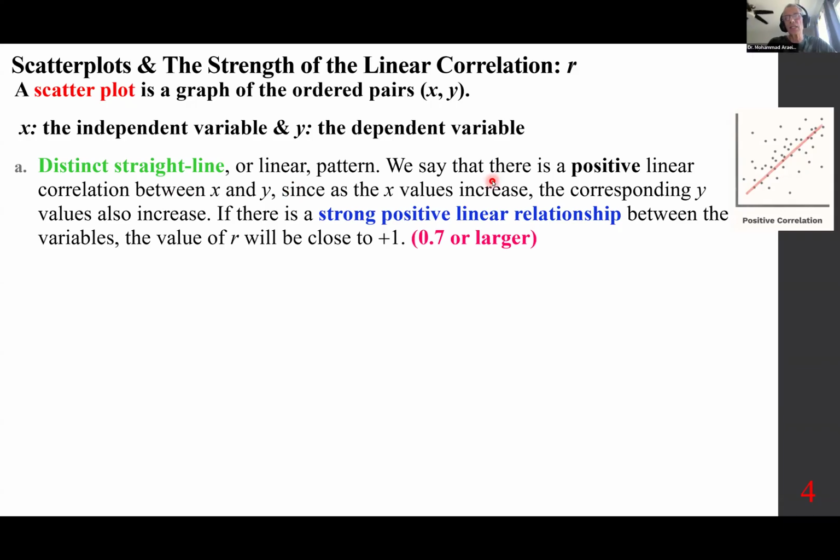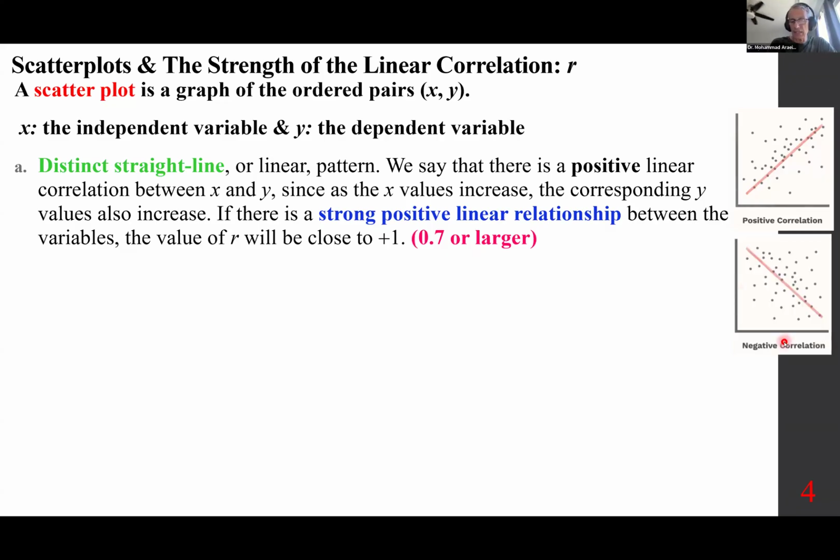We say that there is a positive linear correlation between x and y, since as the x value increases, the corresponding y value also increases. If there is a strong positive linear relationship between the variables, the value of R will be close to +1. And that means 0.7 or larger. So positive correlation, or in this case, negative correlation.